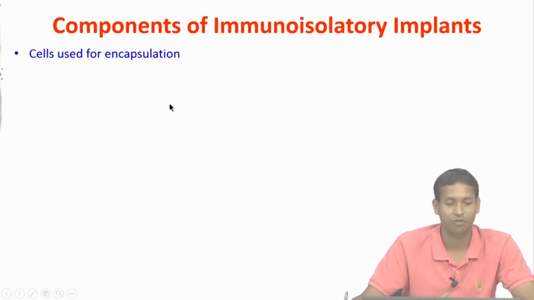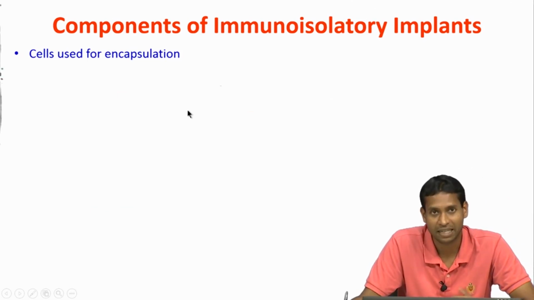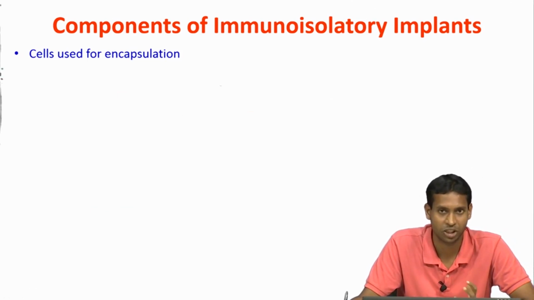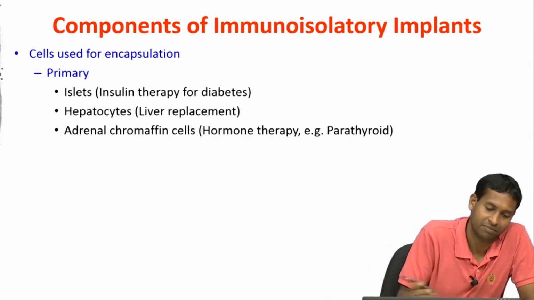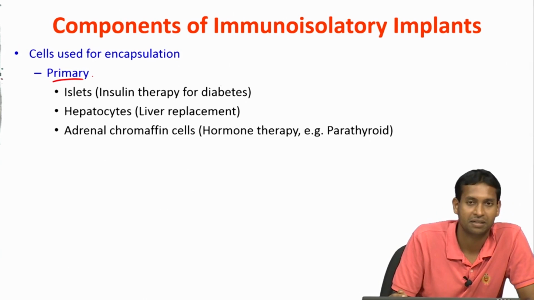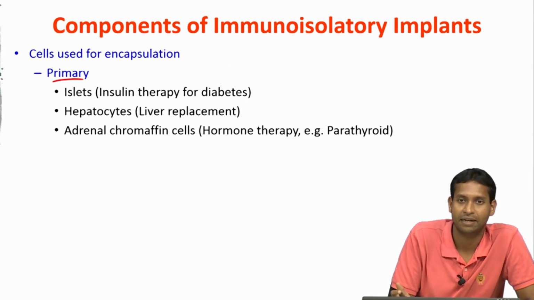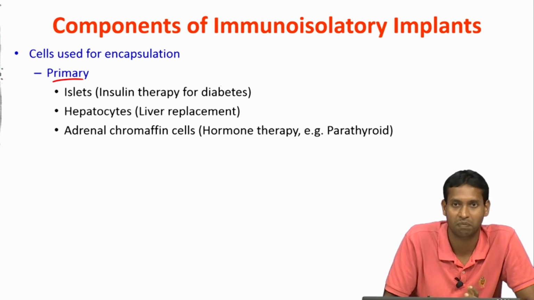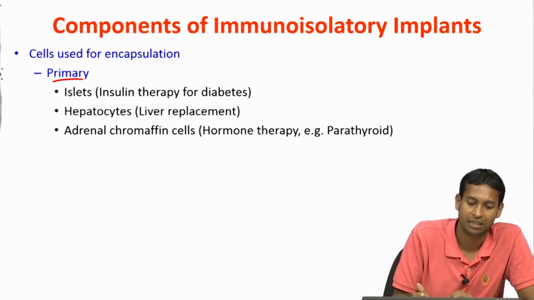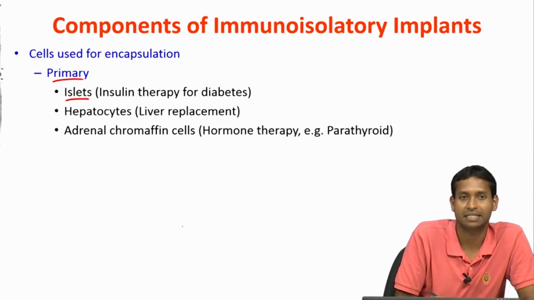Okay, so let us look into further. The next component is your cells. So, one was the shield, which in this case we discussed about polymers, but then what about the cells themselves? So, these cells can be primary cells, which means that they are isolated from a being and they are primary, they are not being cultured in a lab or something. So, a classic example is islets.